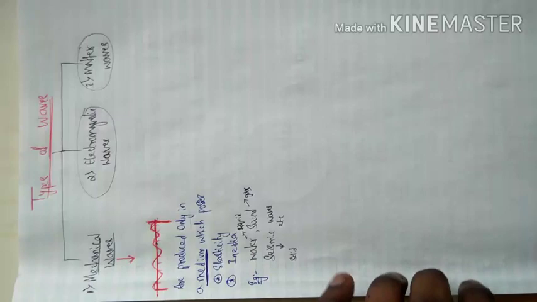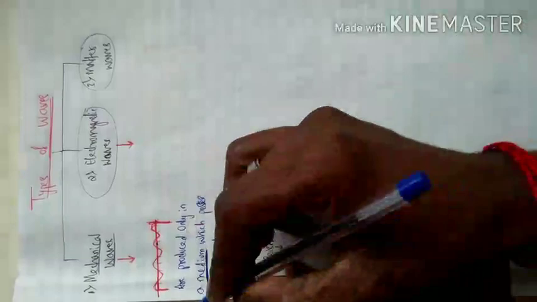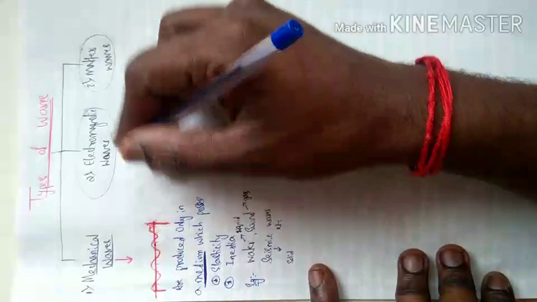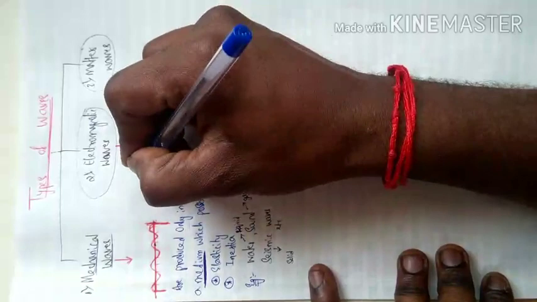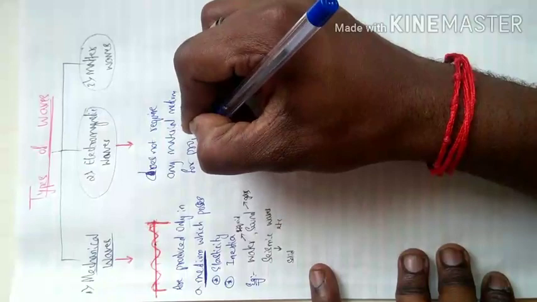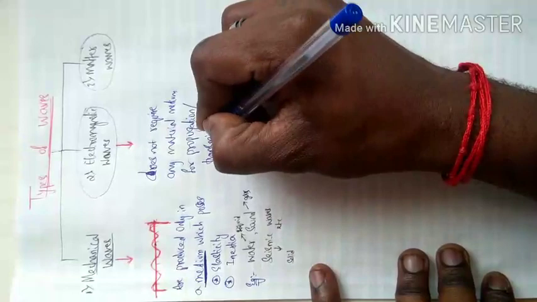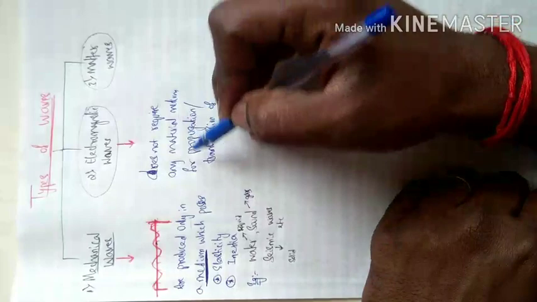Coming to the second type, that is the electromagnetic wave. What is an electromagnetic wave? From here itself, I can define. Here it requires a medium, here it does not require a medium. Electromagnetic waves do not require any material medium for propagation, otherwise transmission of the wave. The second type I would bring forward is electromagnetic waves. Electromagnetic waves do not require any material medium for the propagation or transmission of the wave.